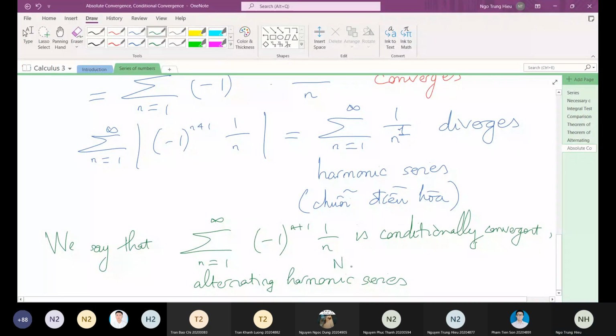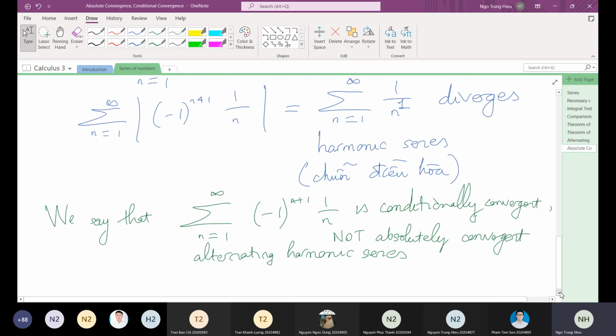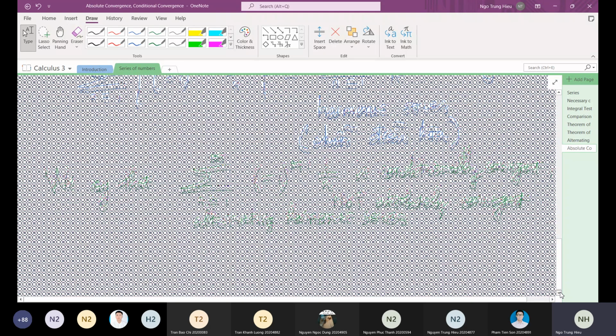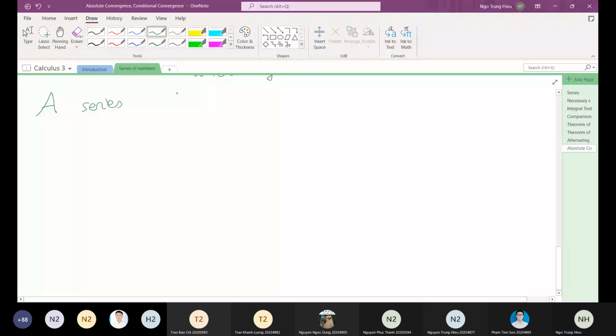Not absolutely convergent. Right. So let us make a definition. A series sum of xn is conditionally convergent. This is the definition, right?